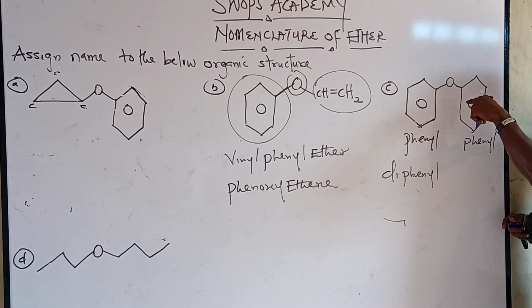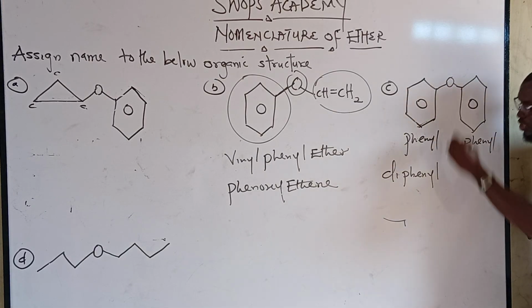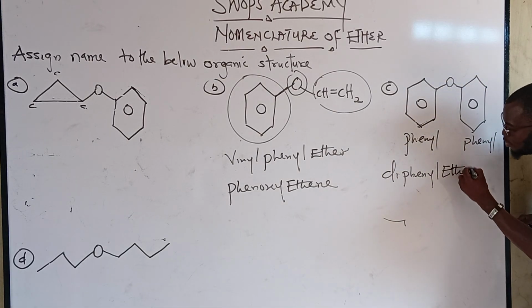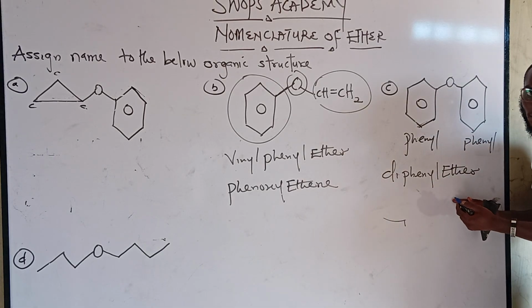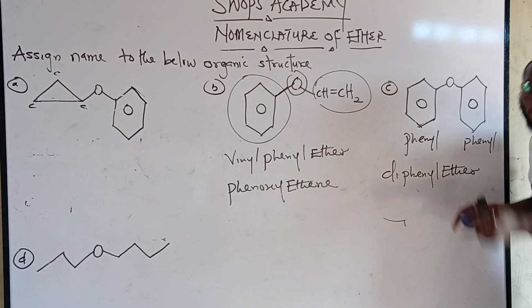Then what will be the parent name? It will be this O, which is the ether. That is the parent name. Diphenyl ether. This is the functional way of naming that, where ether will be the parent name.